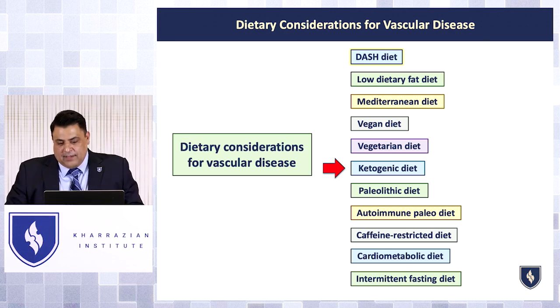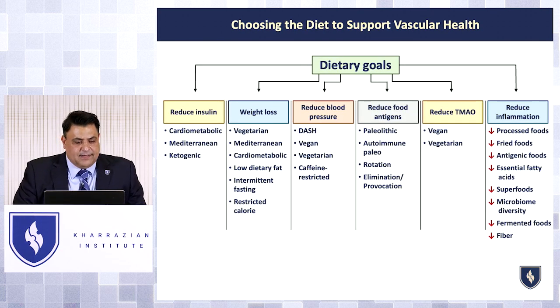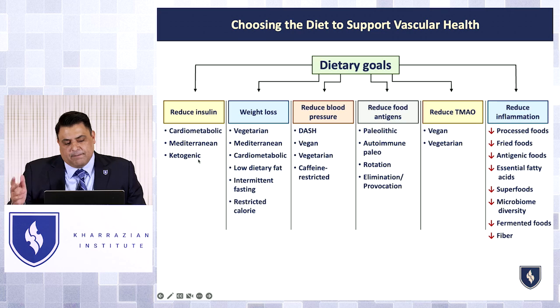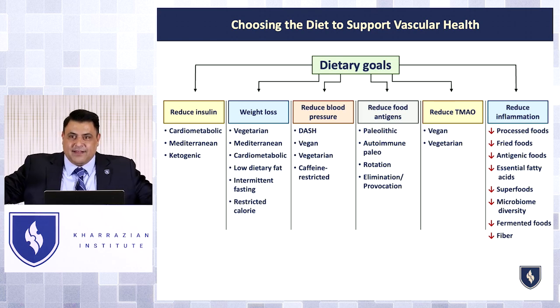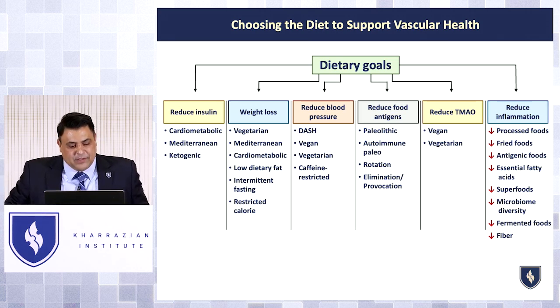But ultimately, when you look at diets, you could look at reducing insulin: cardiometabolic diet, Mediterranean diet, ketogenic diet. They may all reduce insulin. The Mediterranean diet is the most popular for cardioprotection and longevity, because the most common cause of death is heart disease, and Mediterranean diets seem to impact heart disease.